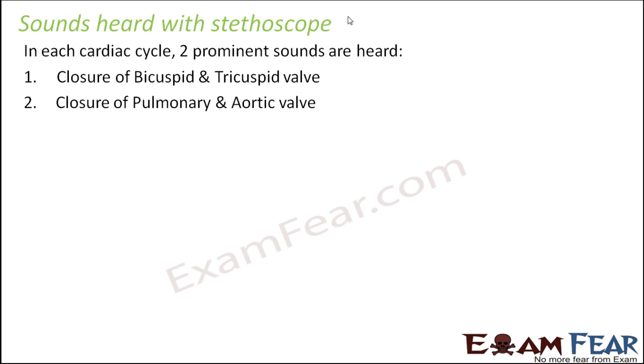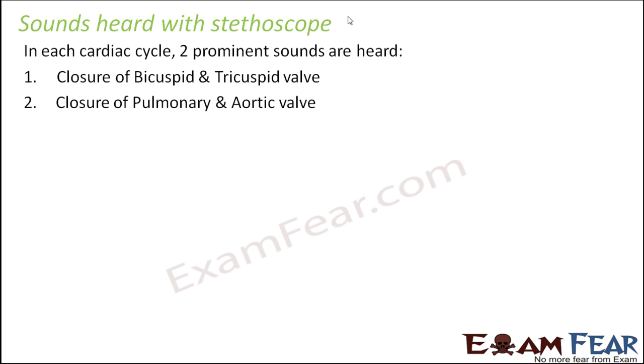So that is one sound which is heard, and the other sound that is heard is the closure of the pulmonary and aortic valve. So basically the sound which we are able to hear from outside, if you think of a heartbeat, what kind of sounds do you hear? It's like a dub dub dub dub sound. It is like that. It's in beats. So what are those beats?